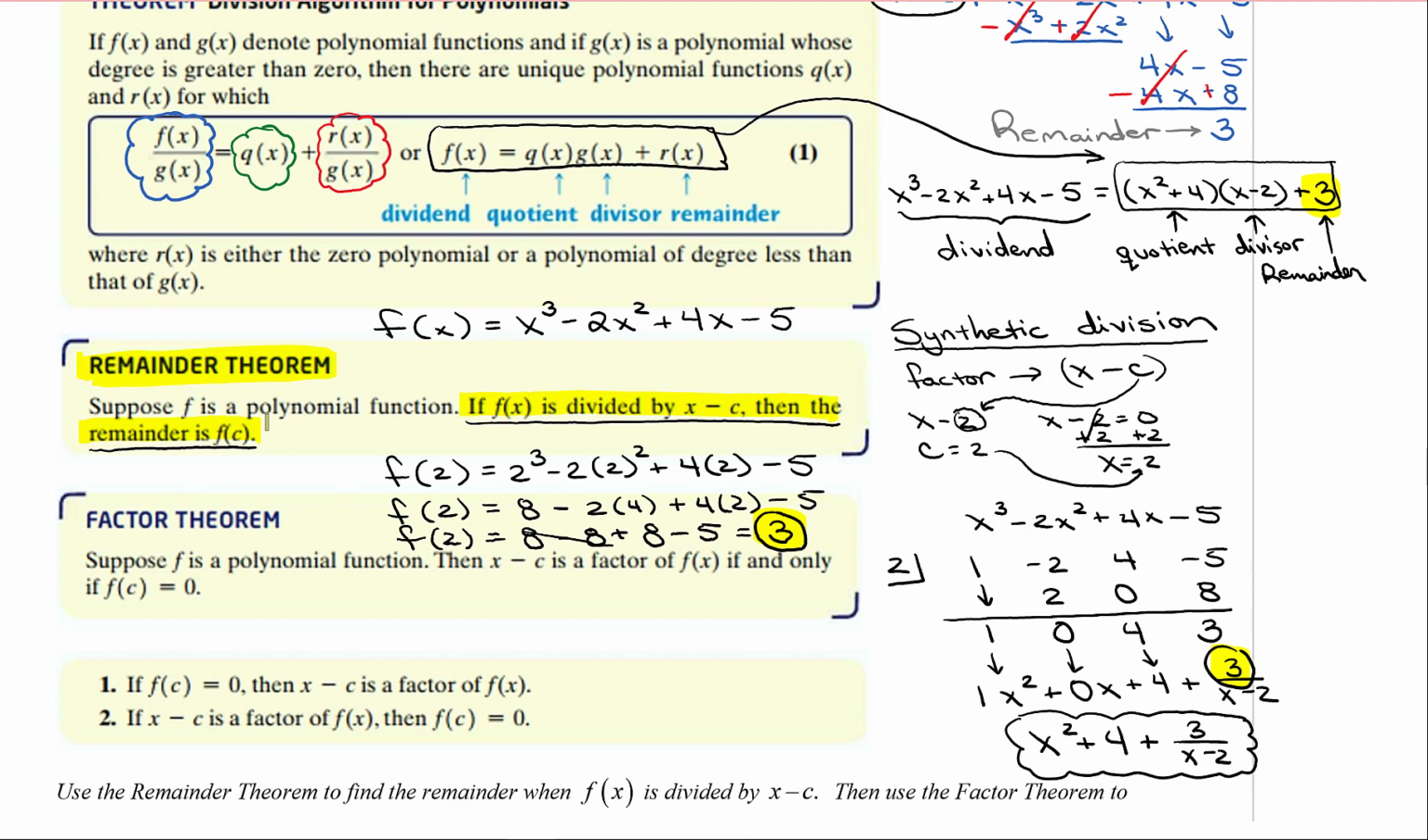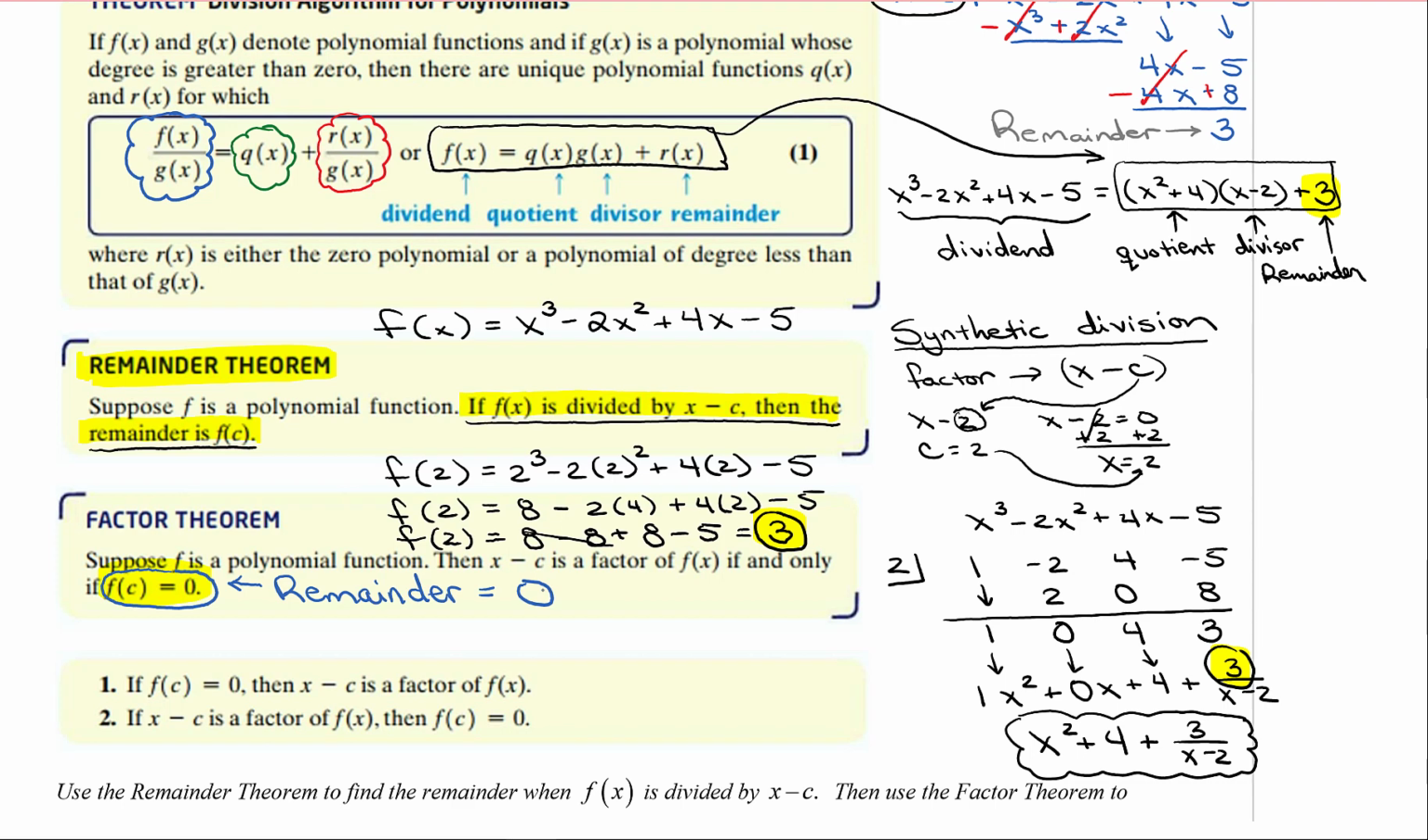The factor theorem: suppose f is a polynomial function, then x minus c is a factor of f of x if and only if f of c is equal to 0. Here I did not get f of c equal to 0 in this last example, so I can't use it to refer to. But basically it's saying if your remainder is 0, and you've got x minus c as a factor, then of course f of c would end up being 0.